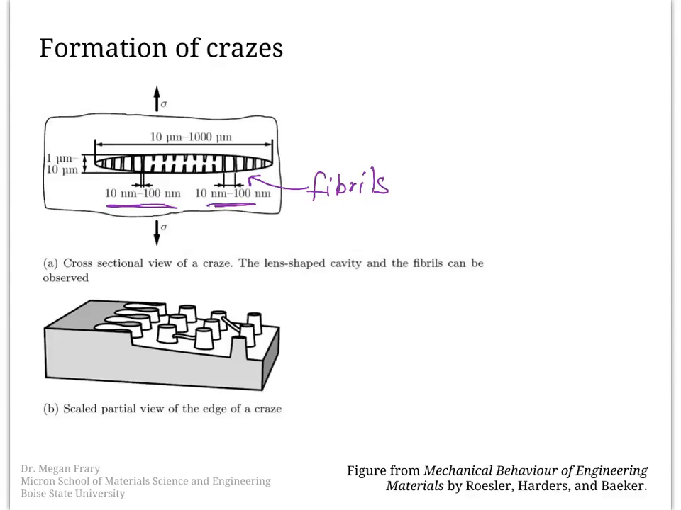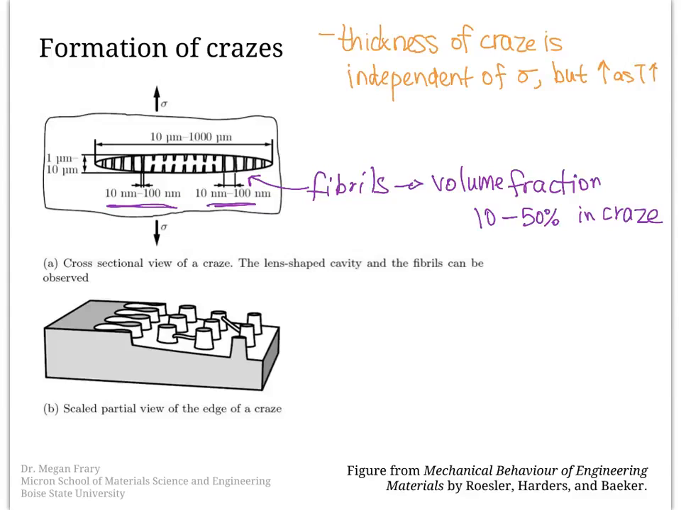The volume fraction of the fibrils in the craze is between about 10 to 50%. A couple of things to note about these crazes is that the thickness of the craze is independent of the applied stress, but does increase as the temperature goes up. It is the case, however, that if there is a larger stress, there will be more crazes.